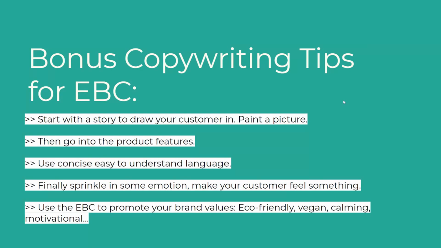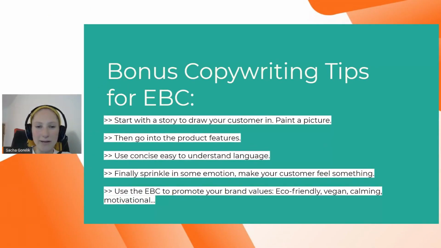So here are my bonus copywriting tips for EBC. Start with a story. Draw the customer in, like paint a picture. Don't just show a picture of the product, show a lifestyle image, show something that is going to make customers curious about the rest of your product. Then afterwards, I would recommend going into the product features, but always write in easy to understand, concise language.